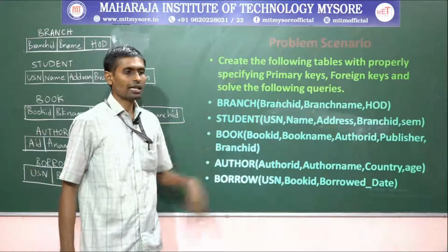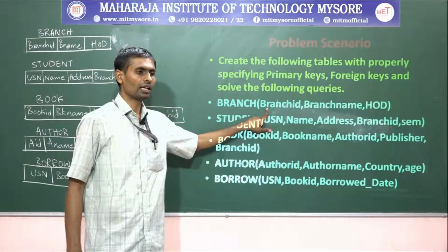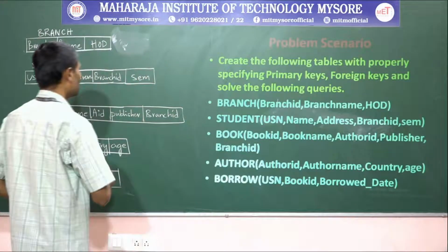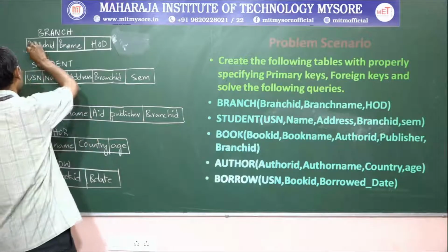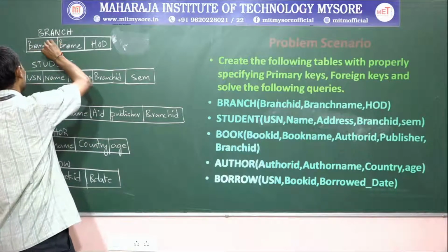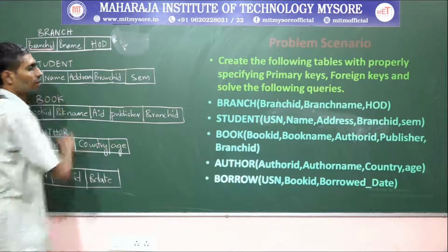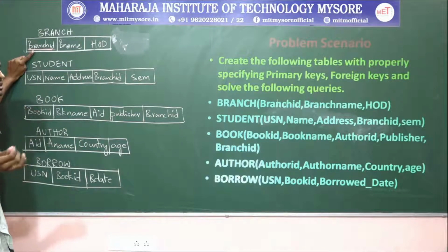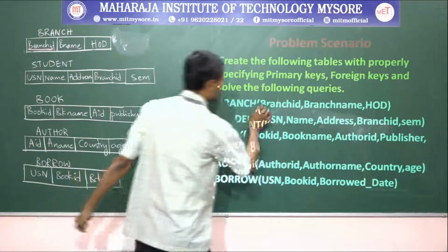So each branch is identified based on what? Branch ID. So that ID becomes what? Yes, primary key, right? So how can I represent it in a schema? It is represented with a notation, that means underlining that attribute, that represents a primary key. Here branch ID is a primary key.